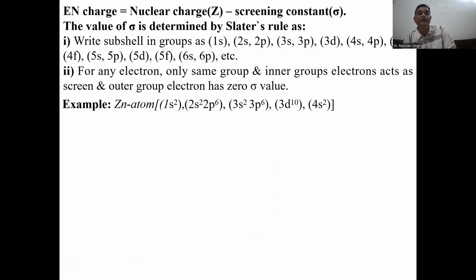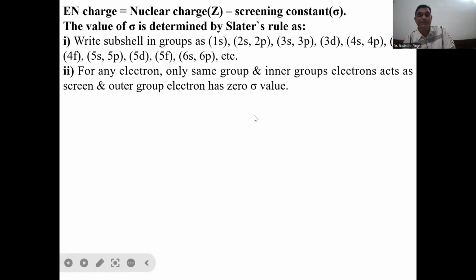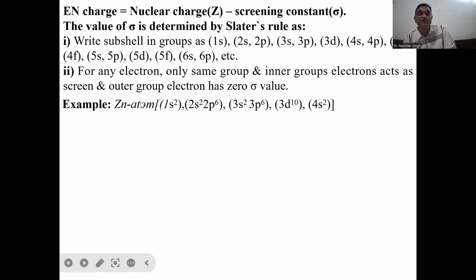What is the effective nuclear charge experienced by 2p in zinc atom? What is the effective nuclear charge experienced by 3s in zinc atom? What is the effective nuclear charge experienced by 3p in the zinc atom? What is the effective nuclear charge experienced by that 3d electron in the zinc atom? What is the effective nuclear charge experienced by the 4s electron in the zinc atom?